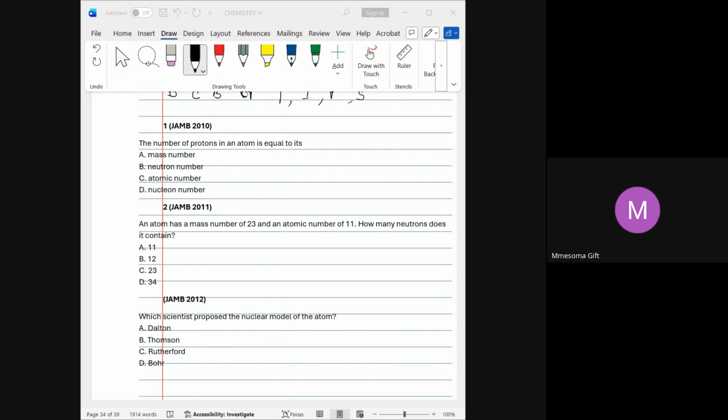The matter is made up of indivisible atoms, and atoms of the same element have identical, similar properties. You really tried. That's good. What about Thomson? Do you remember Thomson guy?